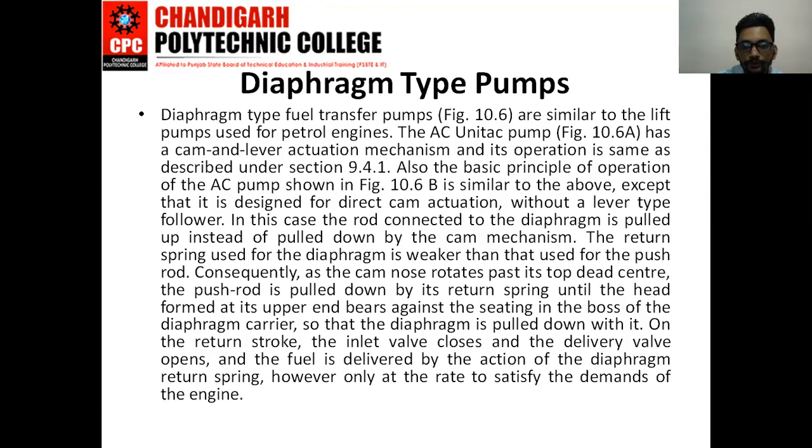Consequently, as the cam nose rotates past its top dead center, the push rod is pulled down by its return spring until the head formed at its upper end bears against the seating in the boss of the diaphragm carrier, so that the diaphragm is pulled down with it. On the return stroke, the inlet valve closes and the delivery valve opens, and the fuel is delivered by the action of the diaphragm return spring, however only at the rate to satisfy the demands of the engine.